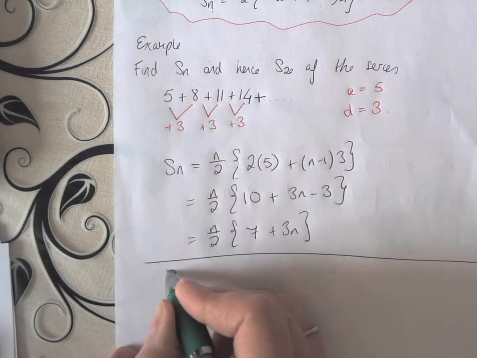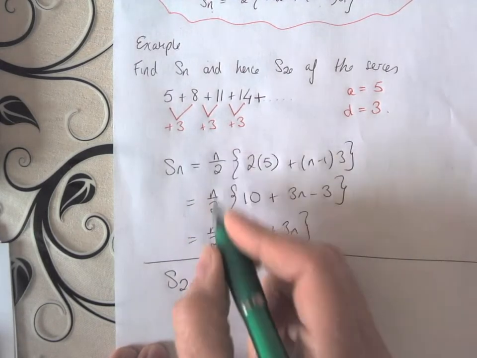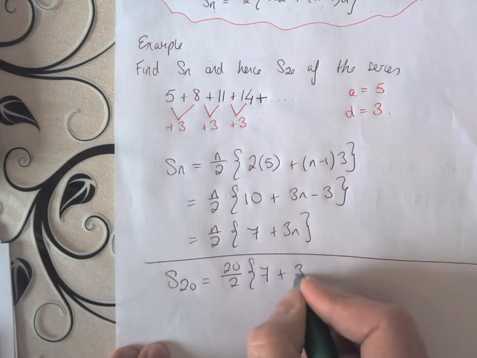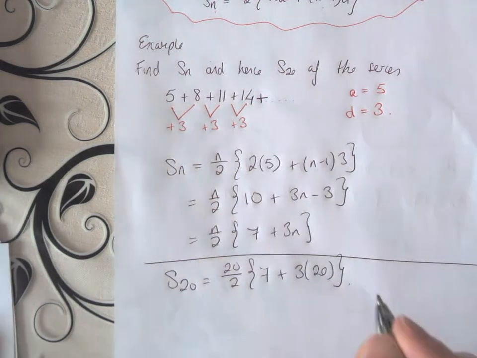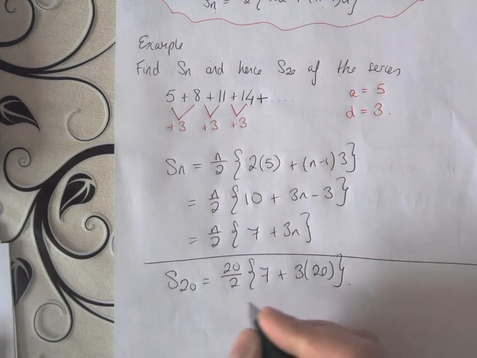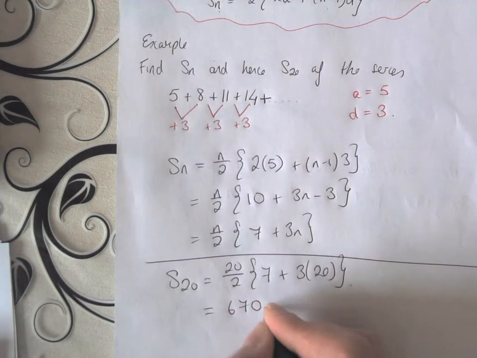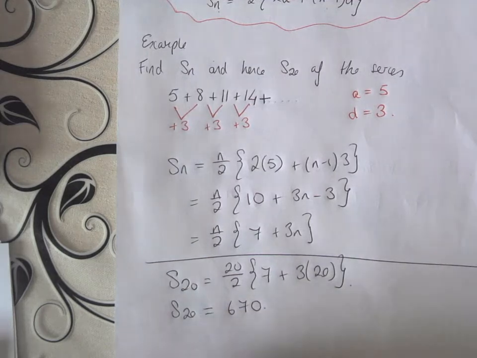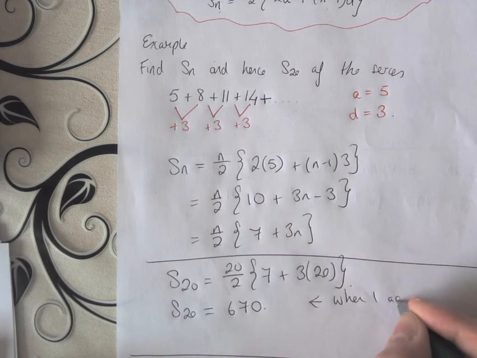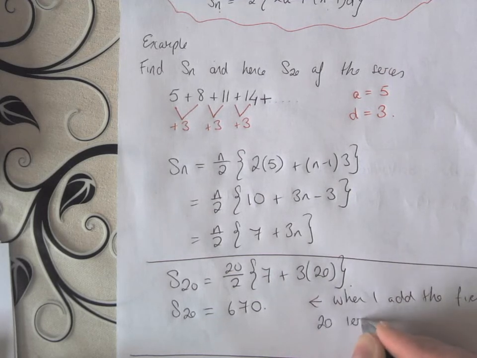Okay, and then they wanted S20. So now anywhere there's an n, we're going to put in 20. So 20 over 2, 7 plus 3 times 20. Into your calculator. And the answer is 670. So S20 is 670. And what that means is that when I add the first 20 terms, they add up to 670.